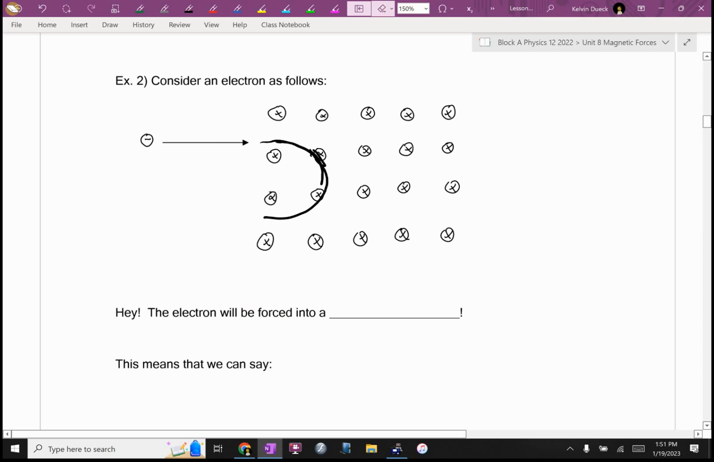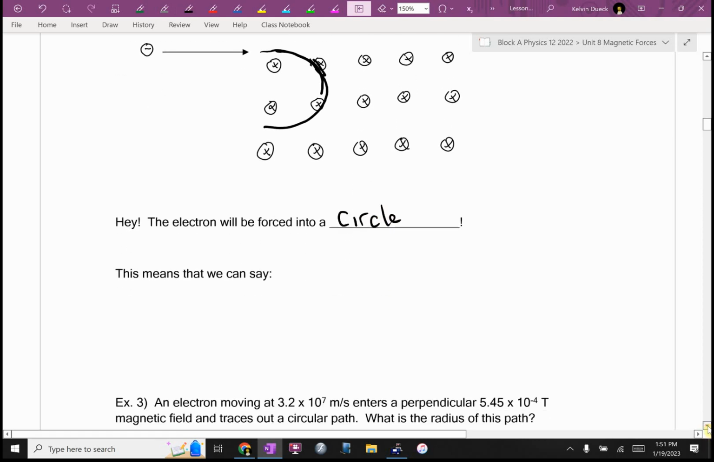Hey, this electron will be forced into, I'm looking for a word that starts with letter C. Are you saying that magnetic force is what's pushing me in a circle? When we're talking about particles, yes. Now you know why particle accelerators, if you've seen pictures of them, what shape are they all built in? Circular. This is why. And this means that we can say, instead of like for orbits, gravity is what's pulling me in a circle, we can say magnetic force is what's pulling me in a circle.